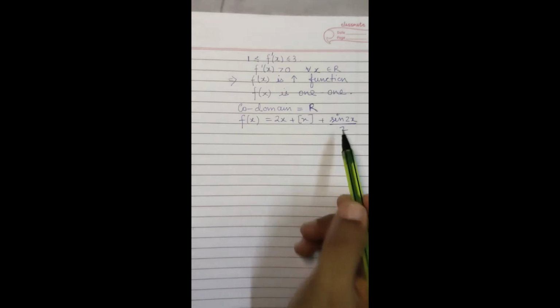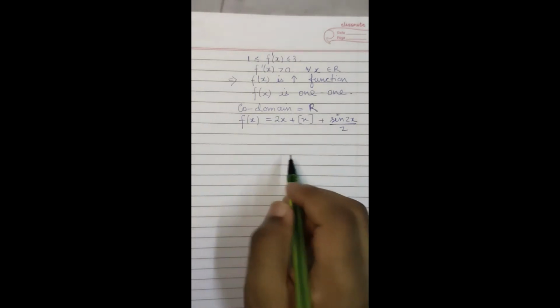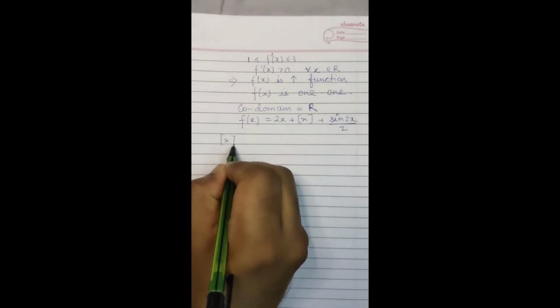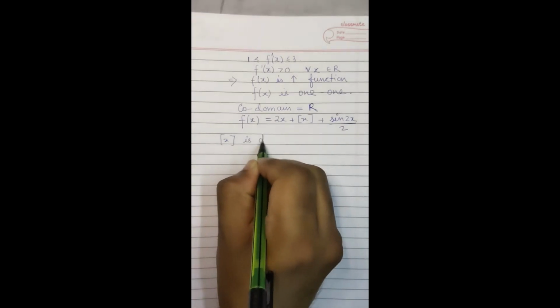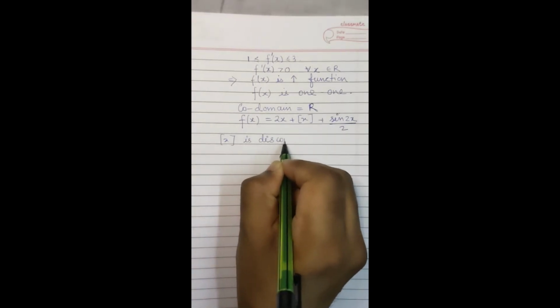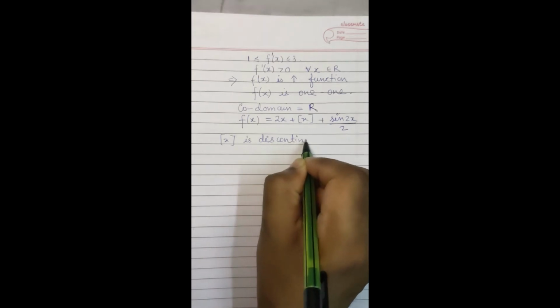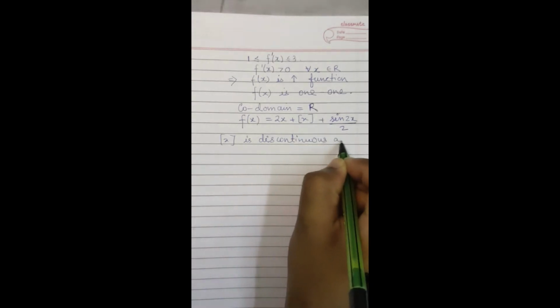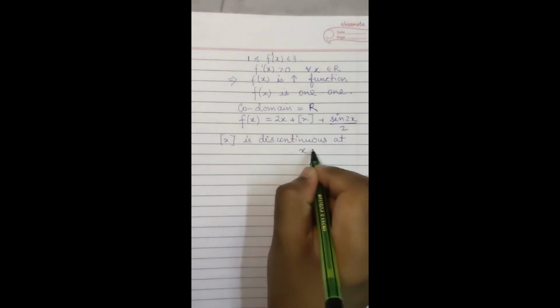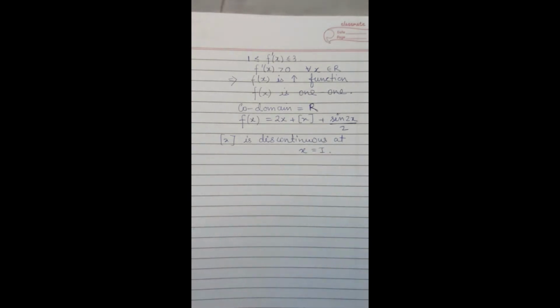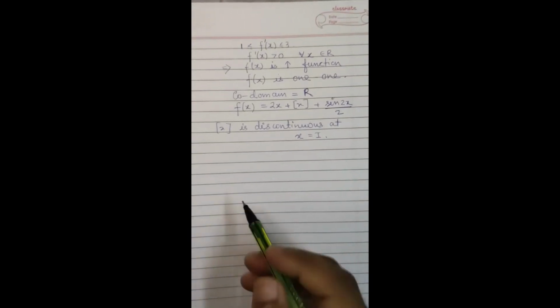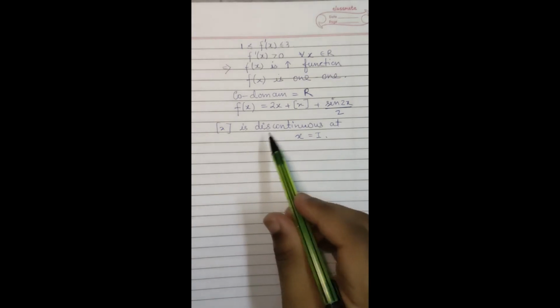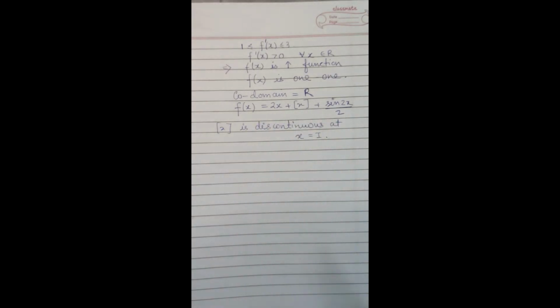We have the greatest integer function of x here, which is discontinuous at integers. For integers, the greatest integer of x is discontinuous. So I will check whether the function f(x) covers all the values of R.